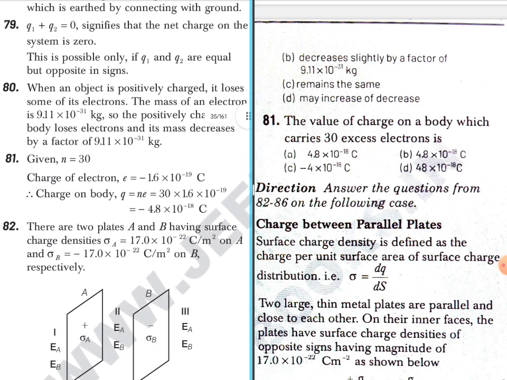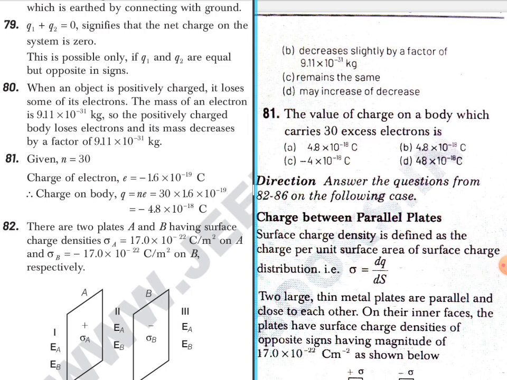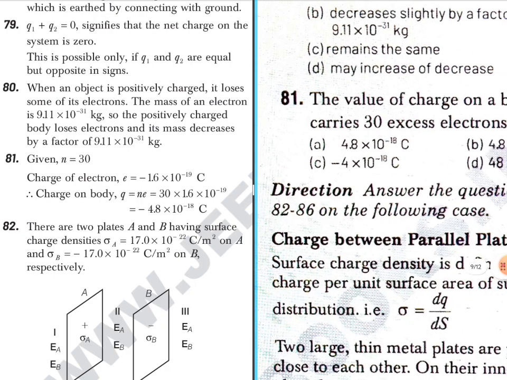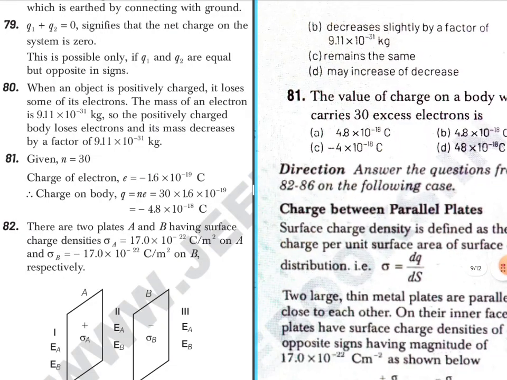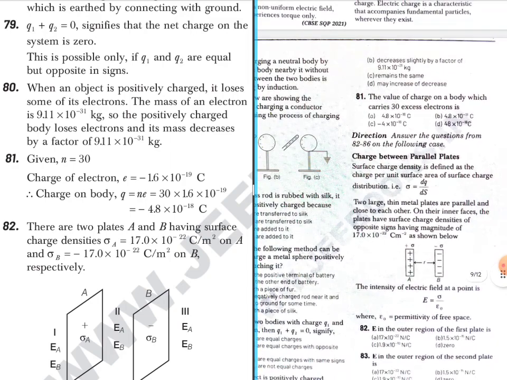81st question. The value of charge on the body which carries 30 excess electrons. So N is given, Q is what you are asking. Q is equal to N into E. You have N and you know E, which is 1.6 into 10 to the power minus 19. You can multiply. So minus 4.8 into 10 to the power minus 18 coulomb. Excess electrons, so it has to be negative, and there's no negative symbol. I think there should have been a negative in option number A, which is missing. So obviously we have to think about it.